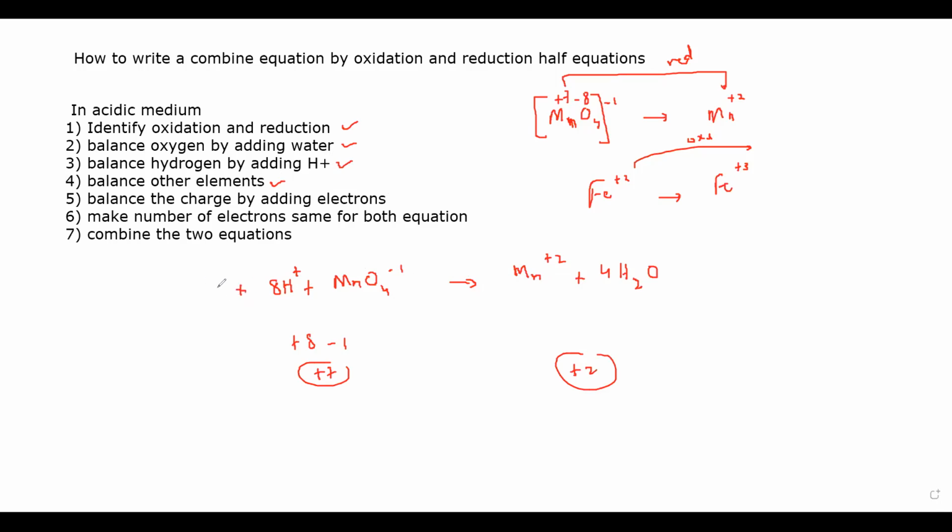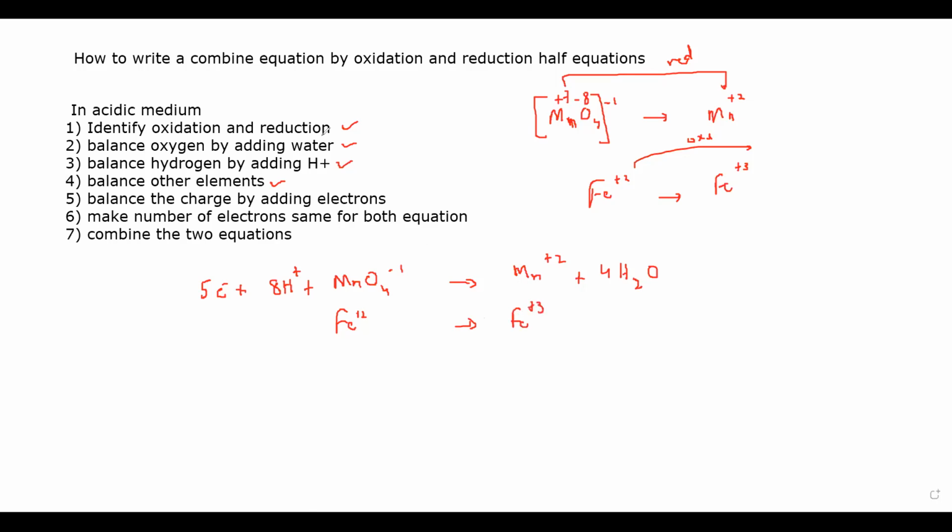So I will add 5 electrons here, because when I add 5 electrons, it means -5. So -5 +8 -1, what will it result in? It will also give +2. So the charge is also balanced. So this equation is balanced in terms of charge. It is balanced in terms of elements. Now what about the second equation? This was for reduction. The second equation was oxidation for iron, in which iron +2 changes to iron +3.